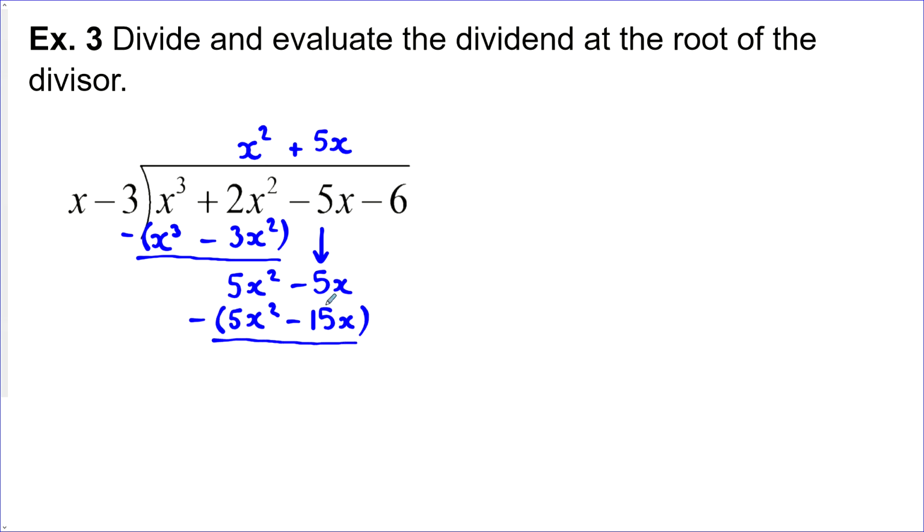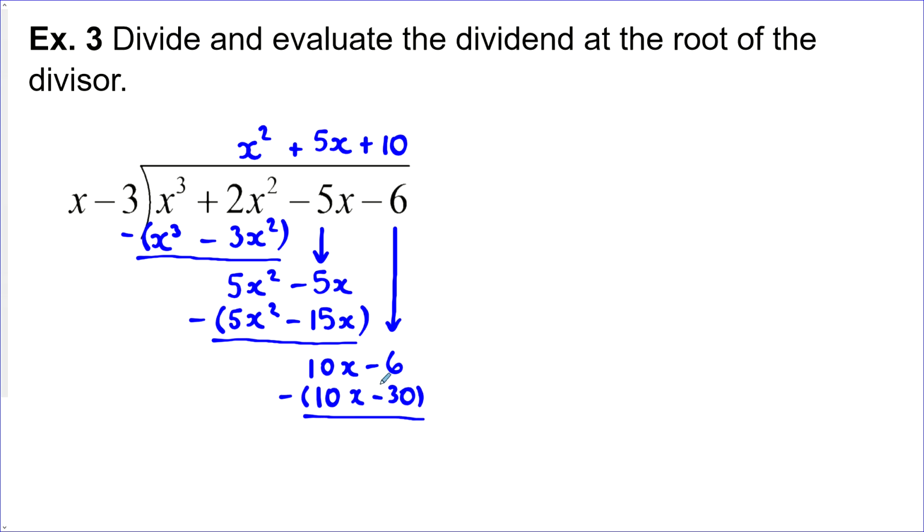So the first part disappears, and then we have negative 5x minus 15x. So that's negative 5x plus 15x, so that would be 10x. We bring down the minus 6 here. And what times x gives me 10x? That would be 10. So we write that there. Multiply by both terms in this binomial divisor. So 10x minus 30. And put brackets around here and subtract.